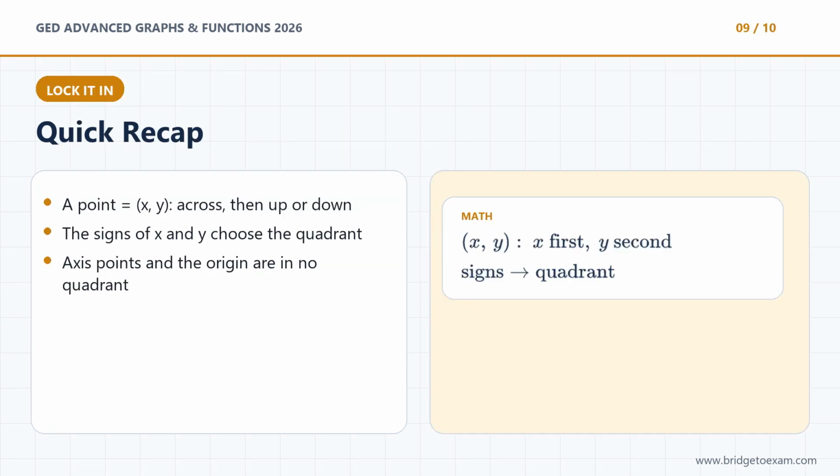Let's lock it all in with a quick recap. The plane is 2 number lines that meet at the origin. Every point is an ordered pair, x first and then y. The sign of x tells you left or right, and the sign of y tells you up or down. The four quadrants go counterclockwise from the upper right, and any point on an axis belongs to no quadrant. That is the whole map, and you now know how to read it.